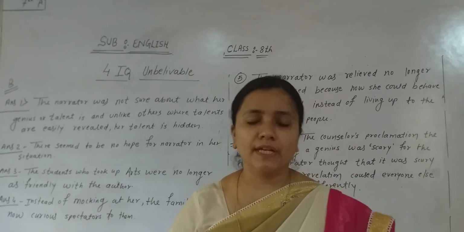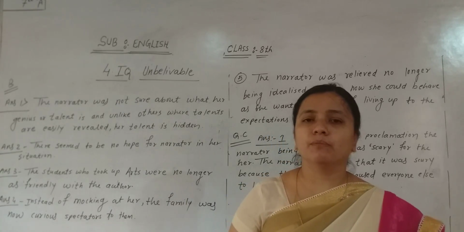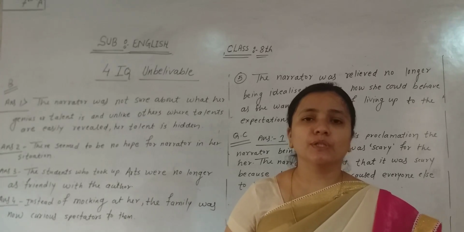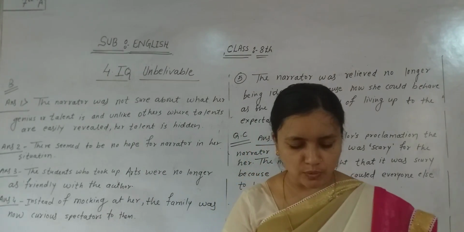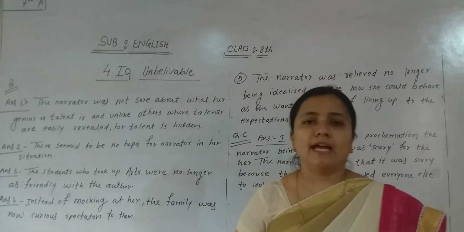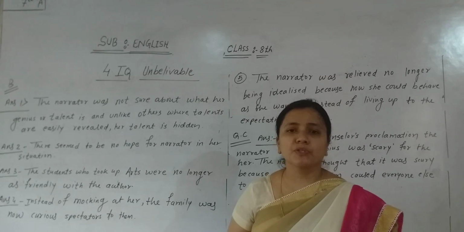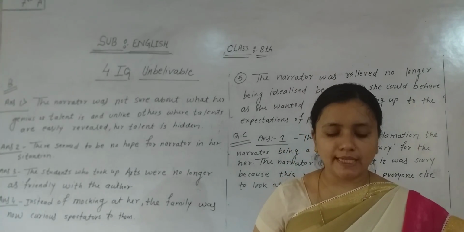Students, as we have already completed the explanation of lesson number 4, IQ Unbelievable, now in today's lecture we are going to start the question answers of this lesson. So just take out your book and open page number 28. Let's get started. As you can see, the first question is choose the correct answers. Here some options are given and we have to find the correct answer for the given statement.